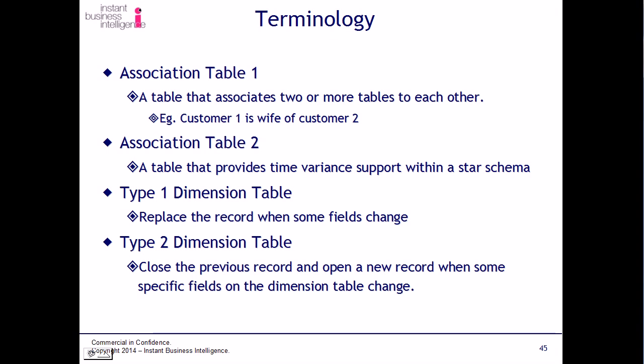We have type 1 dimension tables, where we replace the record when some fields in the record change. Standard, you can read it in Ralph Kimball's books. We have a type 2 dimension table, which closes the previous record and opens a new record when some specific fields on the dimension table change, and you can name one or more fields on the dimension table to investigate for change for a type 2 dimension table.